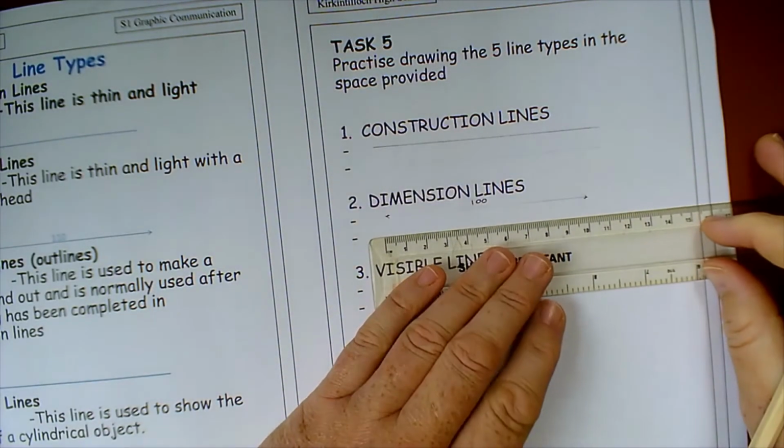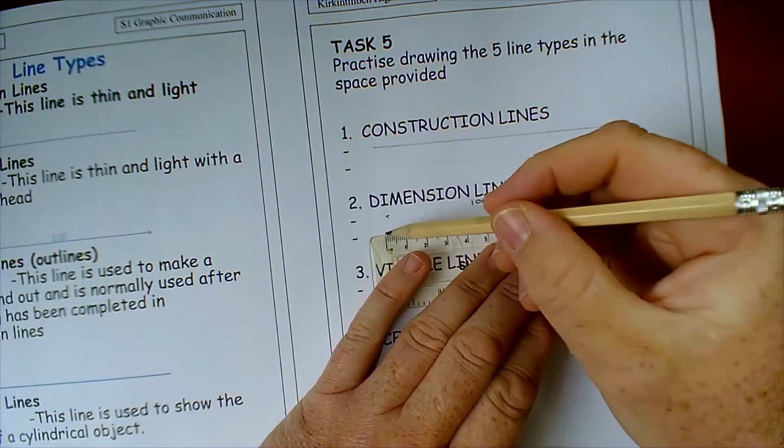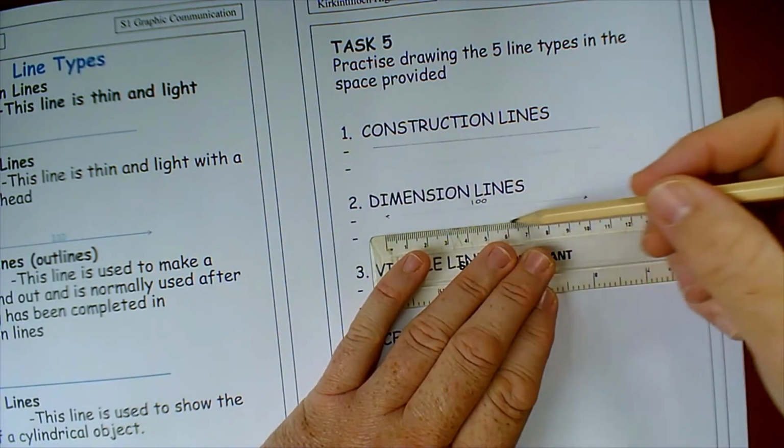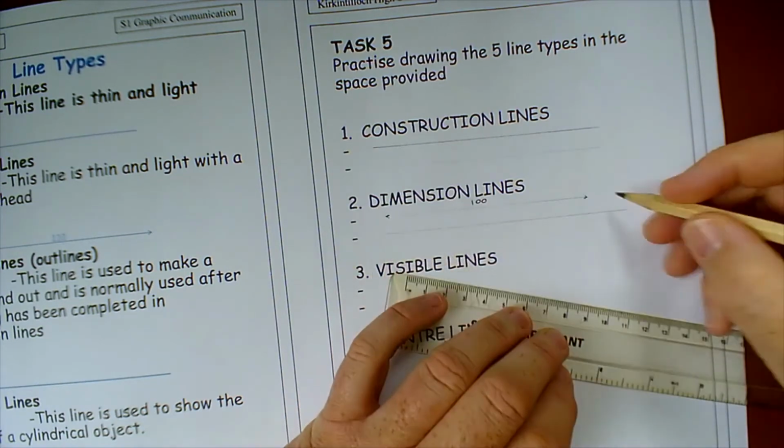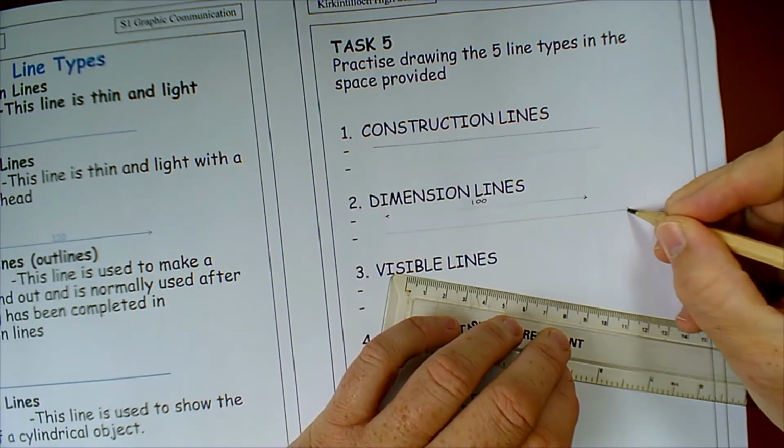And I'm going to draw another one, a different size this time. I'm going to go for 120. So again, nice and light, pulling it across to the end, then add on the arrowheads.